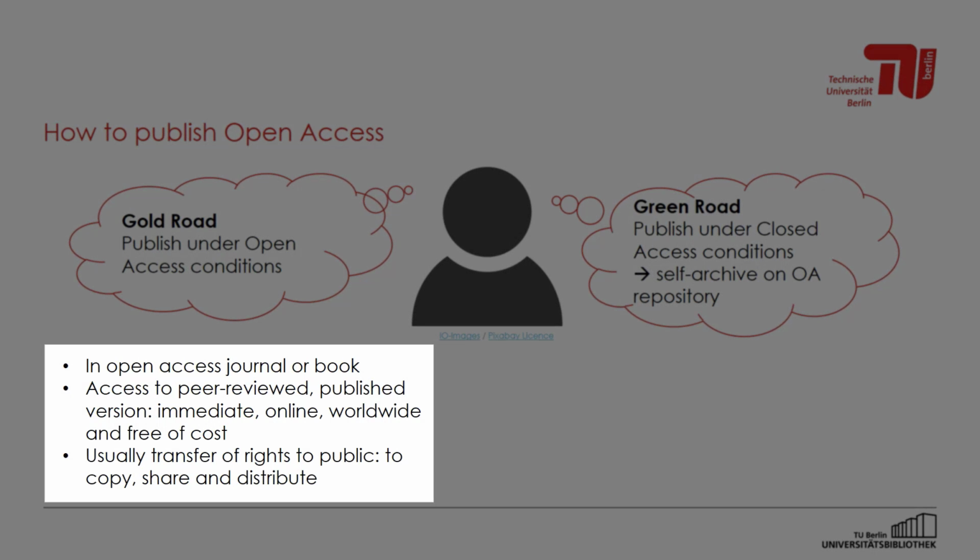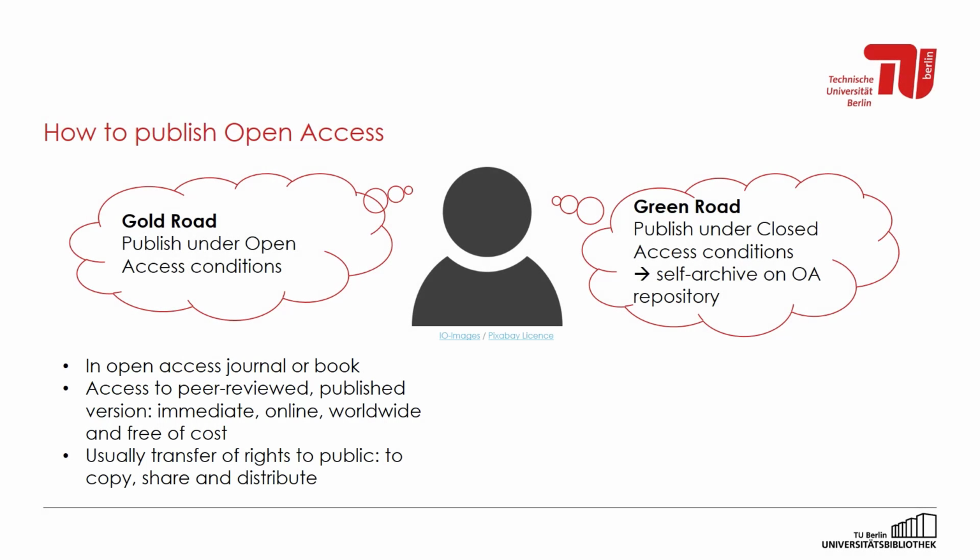With Gold Open Access, your article or book will be available open access via the publisher. Access to the peer-reviewed, published version will be free immediately, online, worldwide, and free of cost. Usually, content is published with an open or free license. That results in certain user rights to copy, share, and redistribute the content.